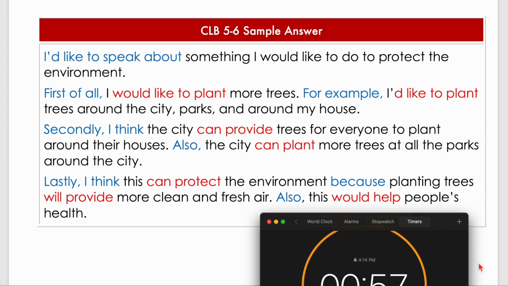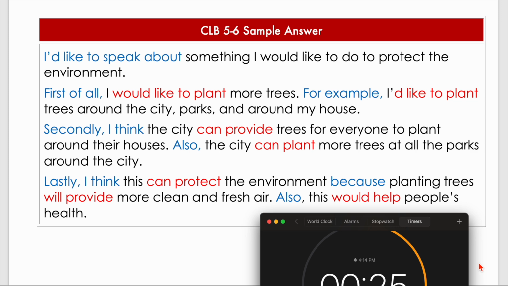I'd like to speak about something I would like to do to protect the environment. First of all, I would like to plant more trees. For example, I'd like to plant trees around the city, parks, and around my house. Secondly, I think the city can provide trees for everyone to plant around their houses. Also, the city can plant more trees at all the parks around the city.